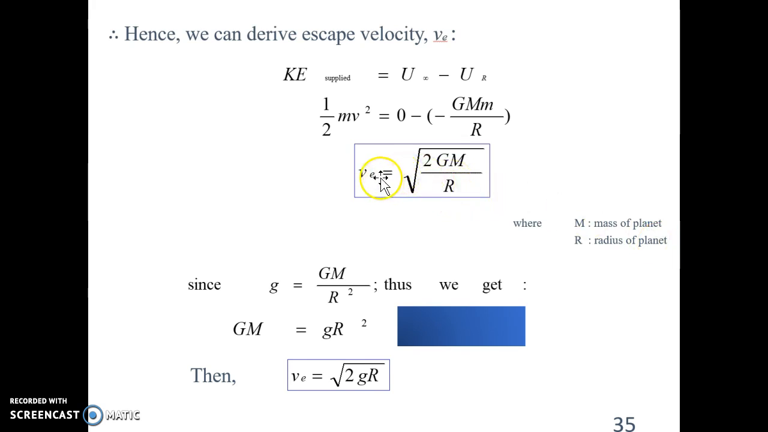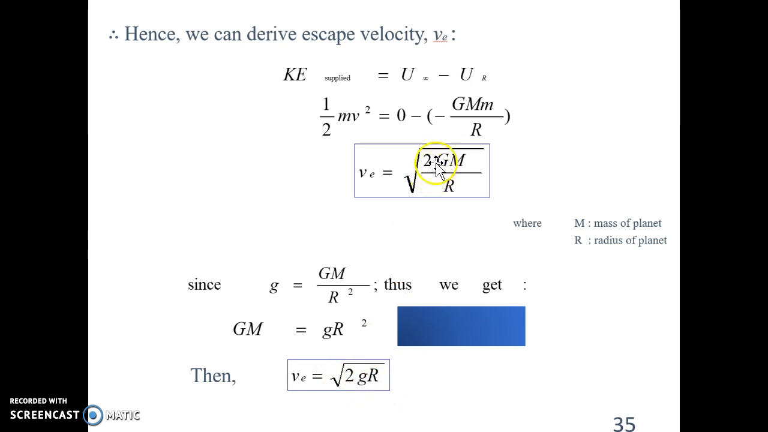Or you can express the escape velocity in terms of g. As we know, gravitational acceleration is g equal to GM over r squared. Rearranging this equation, you substitute GM into the escape velocity equation, so GM is equal to gr squared. Cancelling r, you finally get the escape velocity as the square root of 2gr.